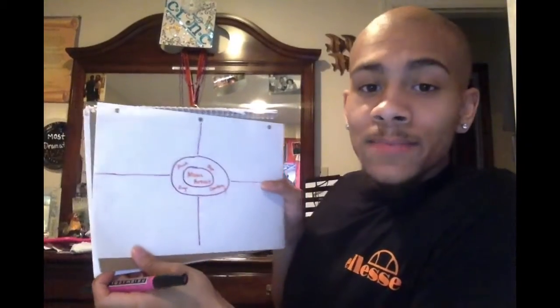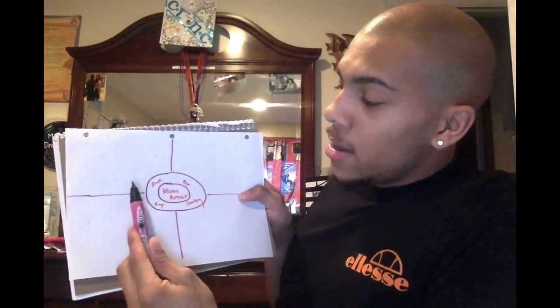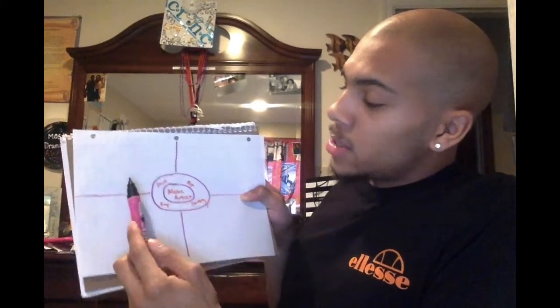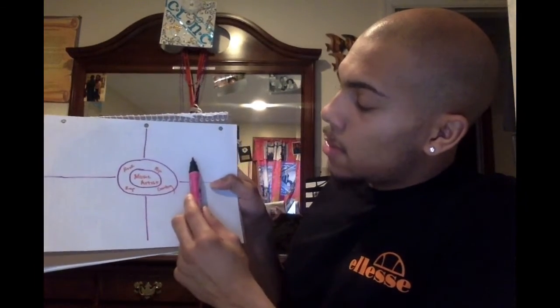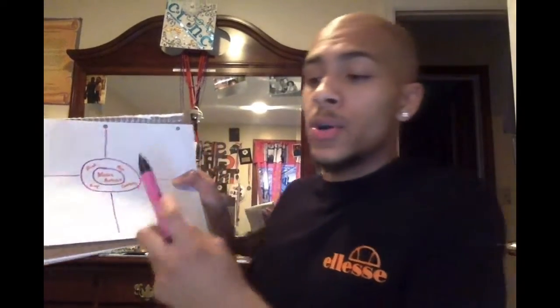Simple enough. All right, then I would write the music artists I have. A rock artist I would put in the rock quadrant. A pop artist I would put in the pop quadrant. Rap, boom. Country, boom. I have written it down already, so I kind of cheated a little bit.